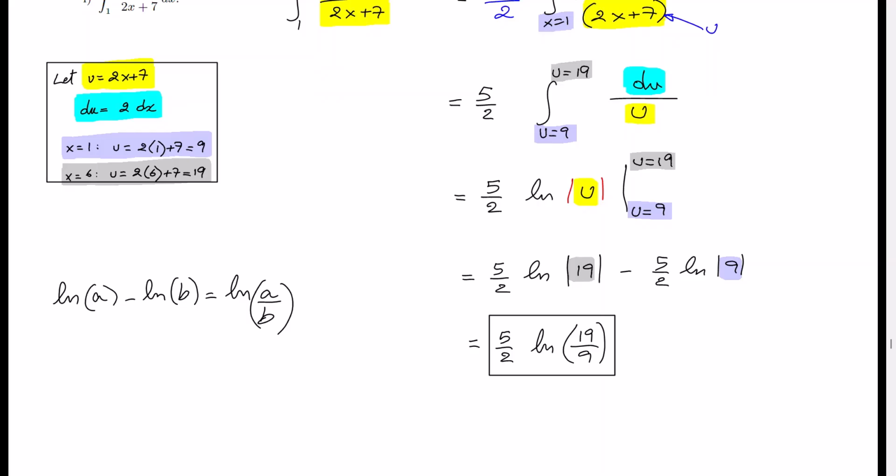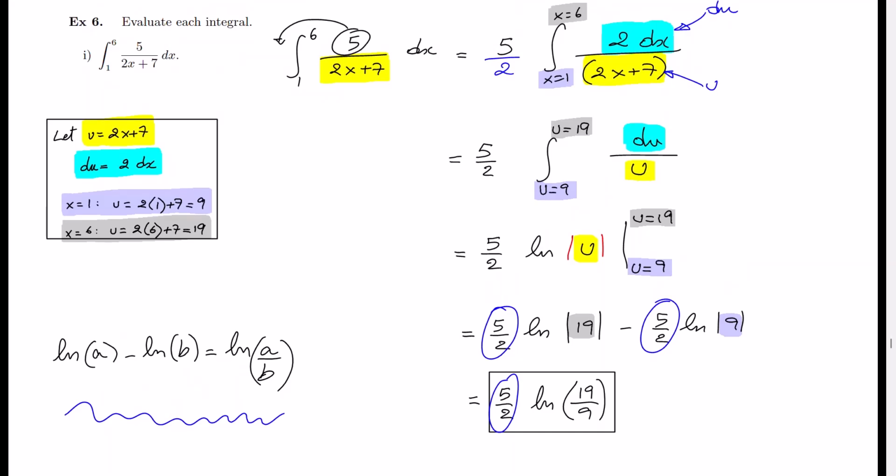Okay, so again, the 5/2 and the 5/2 are common, so I'm pretending like I factored it out, and then I used the formula from algebra to rewrite the ln's. So let's confirm that this is true. We'll go to our calculator and plug it all in.